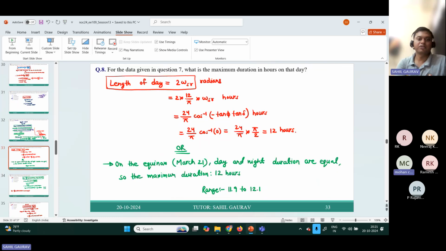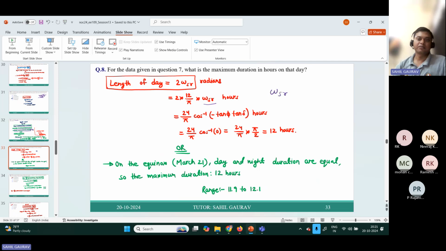Now coming to the next problem. They are asking about the maximum duration in hours on that day. So the length of day is 2 omega SR radians. In the expression they have given, the value is in radians. So to get hours, you have to multiply with 12 upon pi. So you will get it in hours, and then substitute the omega SR value.